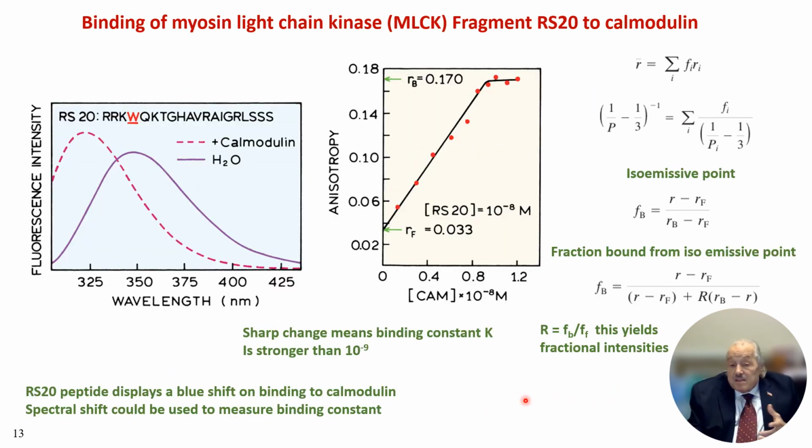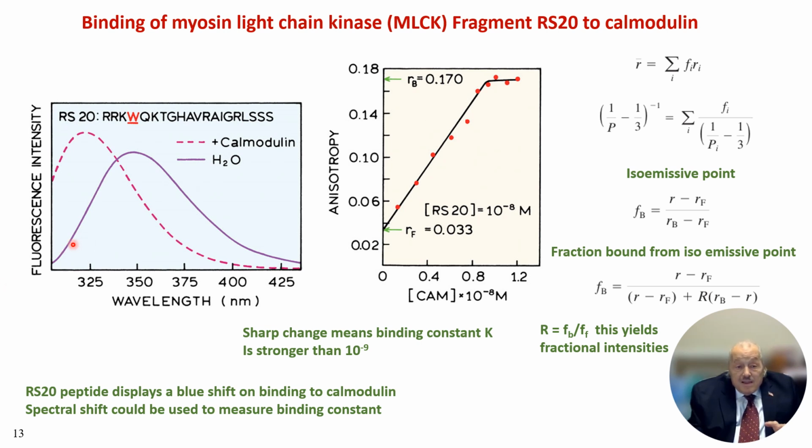Here's another case that's sort of quantitative. I chose this because it had very sharp binding. I don't have any idea why the myosin light chain kinase likes to bind to calmodulin, but it happens to be something that it does. And also, the tryptophan residue is in the myosin light chain kinase, not in the calmodulin, which doesn't have any.